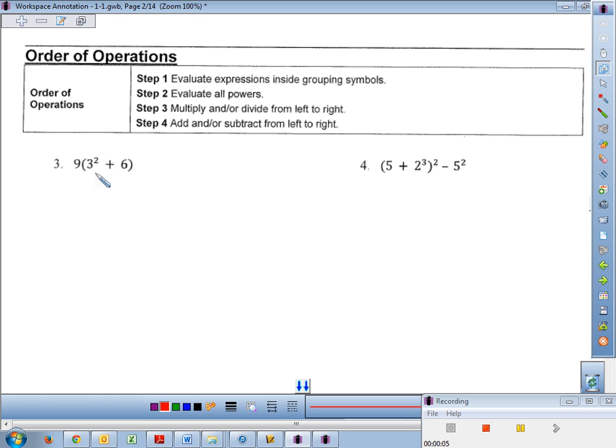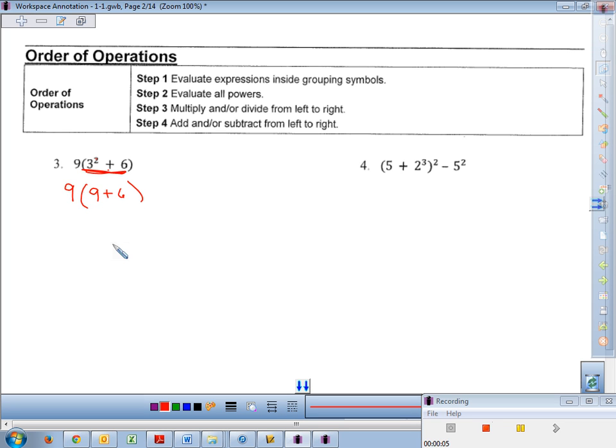3 squared, because it's in the grouping symbols. We do have grouping symbols. You've got to look at what's inside of there and then follow the order of operations. There's addition and exponents in there. You must do the exponents before you do the addition. So we're in the group, and then we look at what to do by priority. So we have 9 times 9 plus 6.